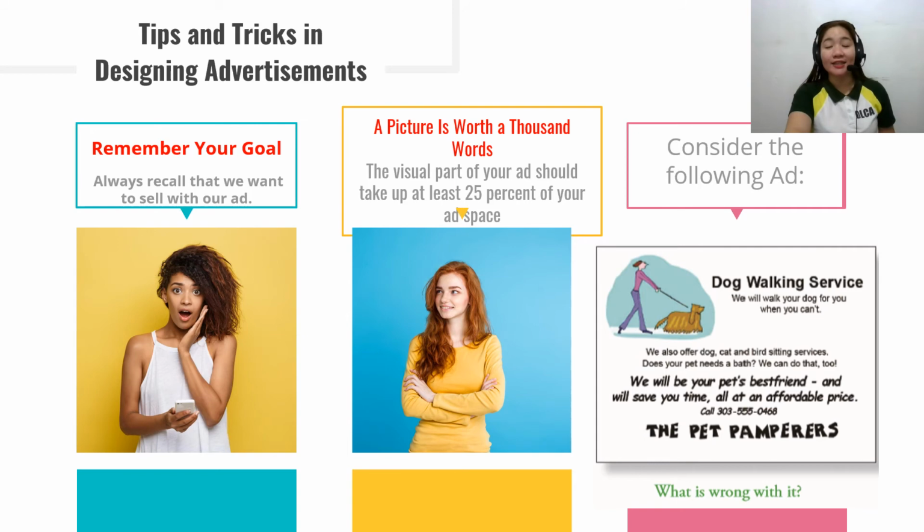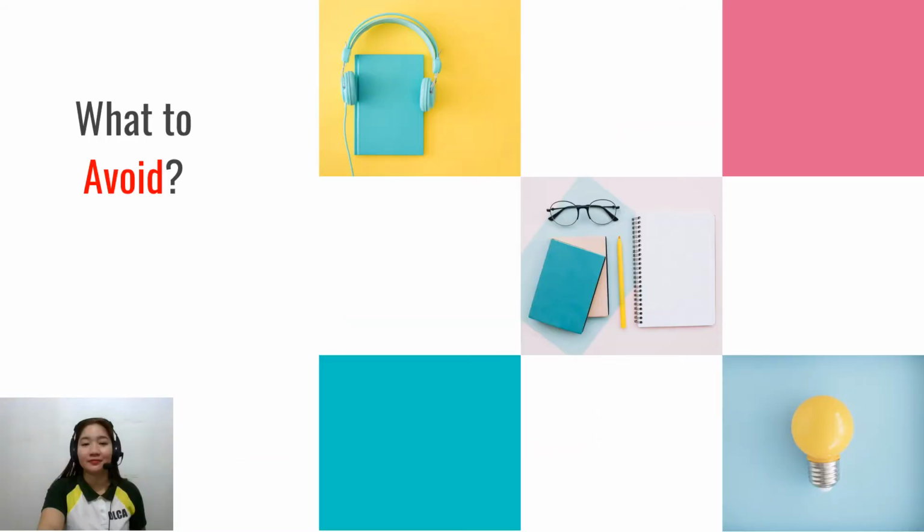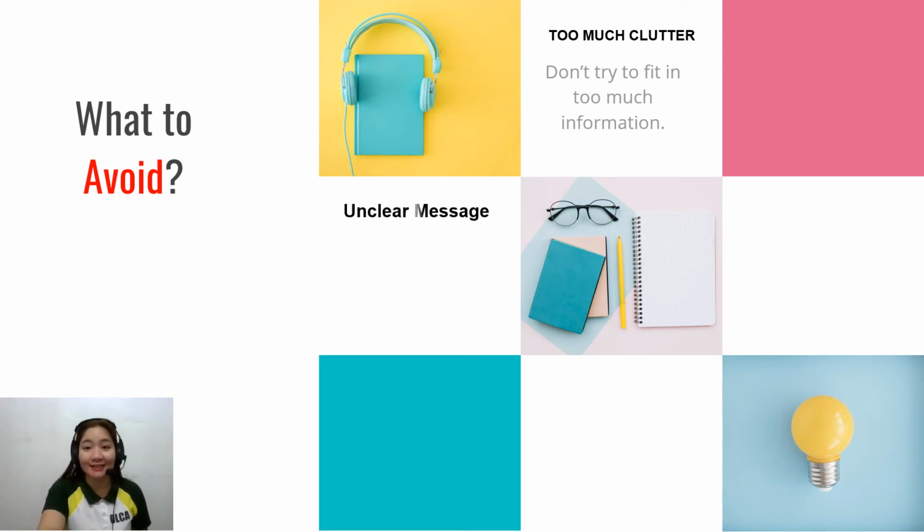Our next topic is all about what to avoid. Number 1 is too much clutter. Remember, class, the use of white space. Don't try to fit in too much information. If you can't fit all your information, then get a larger size ad.